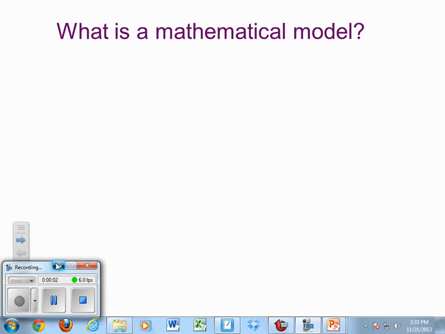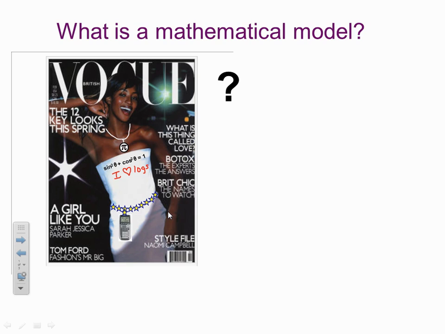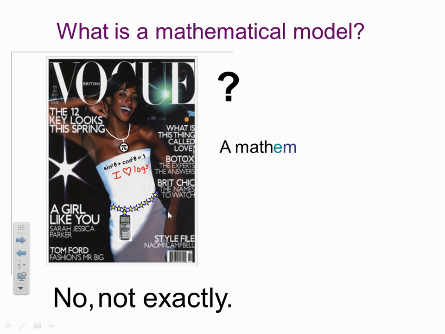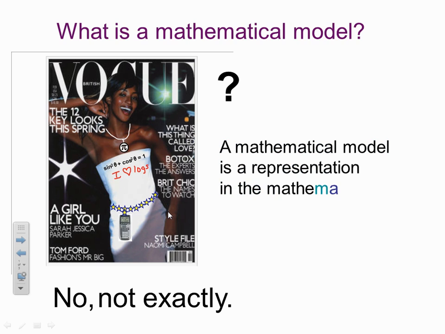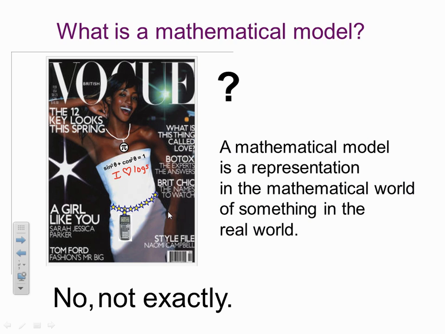What is a mathematical model? Nope, not exactly. A mathematical model is a representation in the mathematical world of something in the real world. Maybe an equation, maybe a graph.